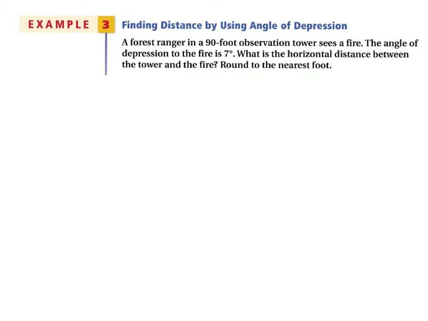In example 3, we're going to once again find the distance. We have a forest ranger in a 90-foot observation tower who sees a fire. The angle of depression to the fire is 7 degrees. What is the horizontal distance between the tower and the fire? So we have a tower, and I'm going to call this T for tower. I know that's very original. And F for fire.